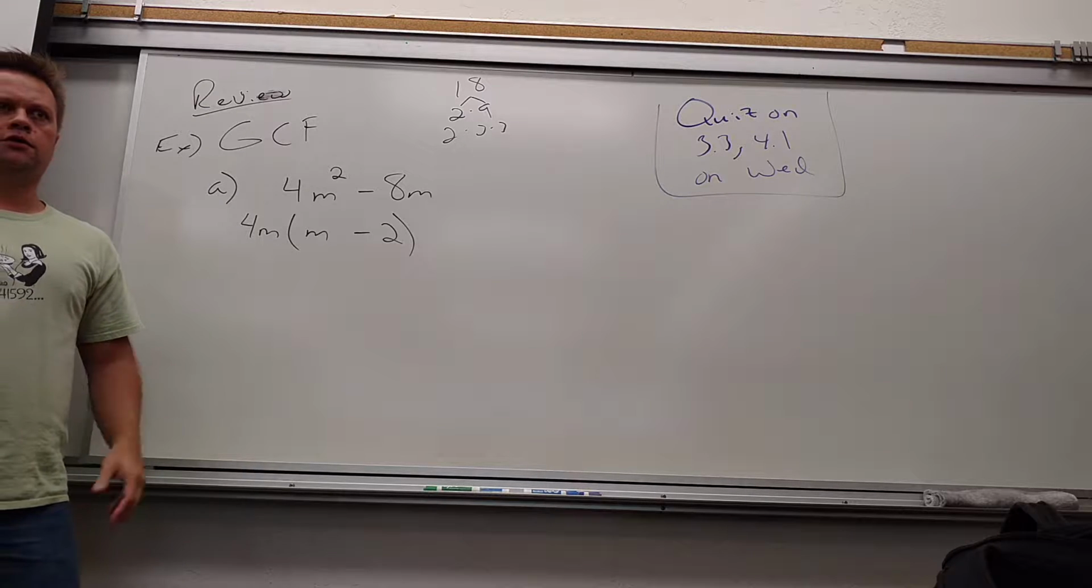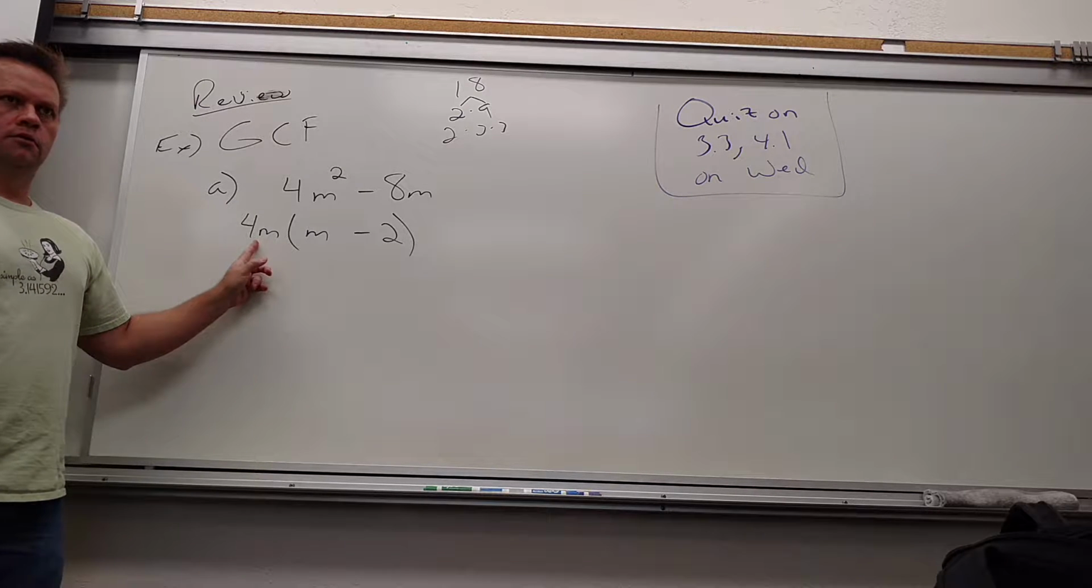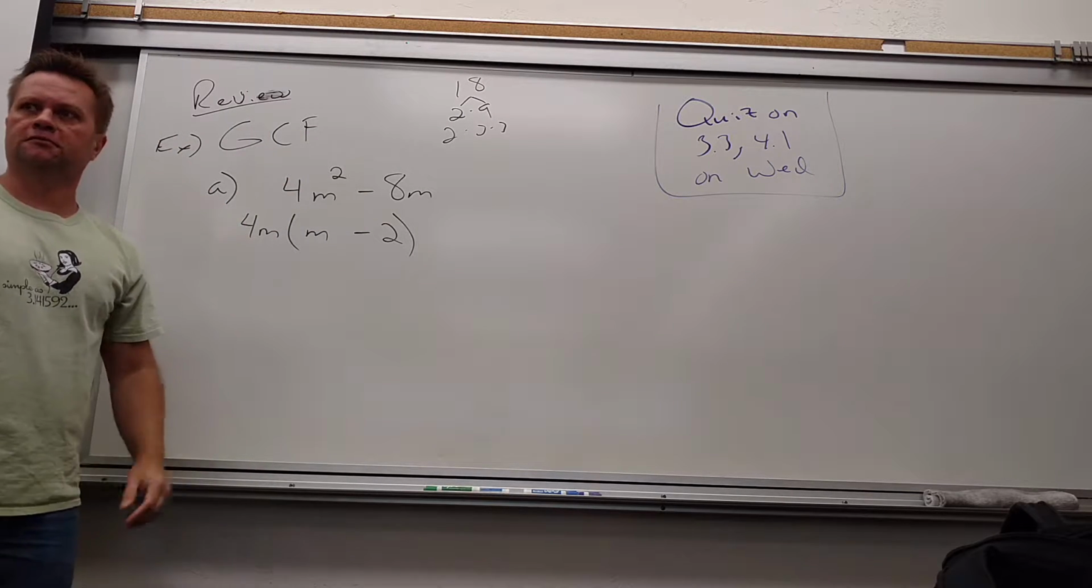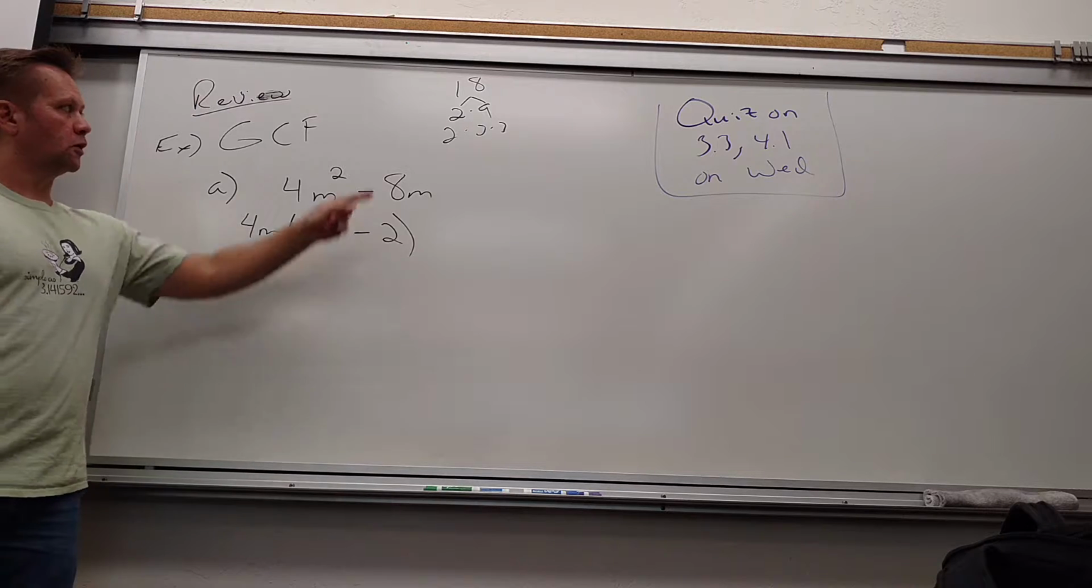And then how can you always check this? Just multiply it back in and see if it comes out. That's how you check that, for example, right? Multiply it out, make sure it becomes what it was to begin with.